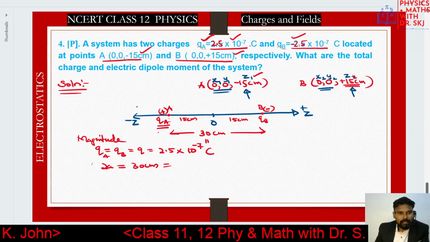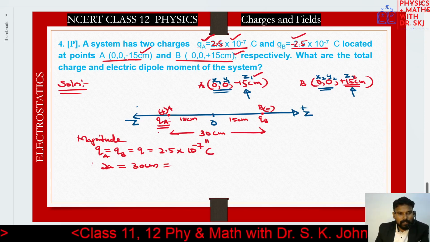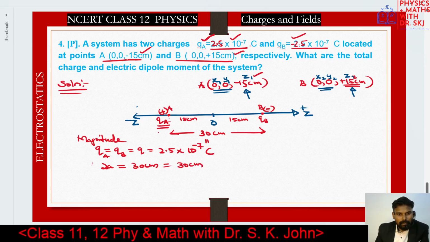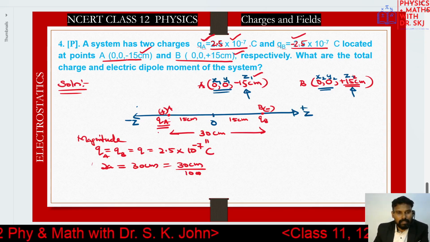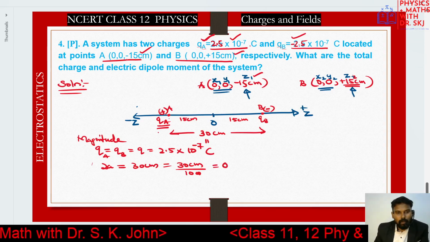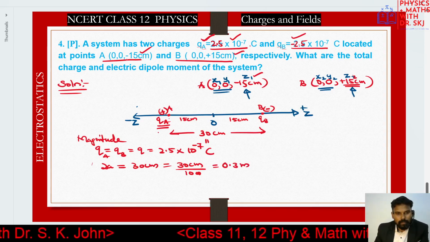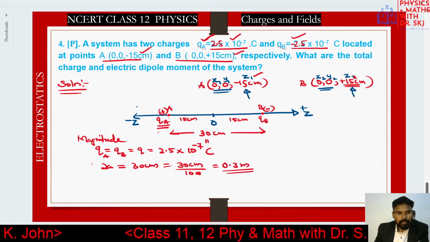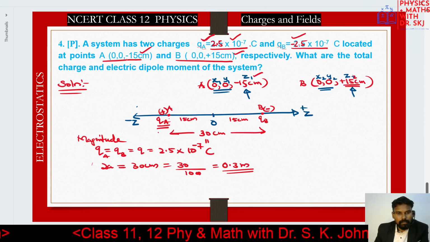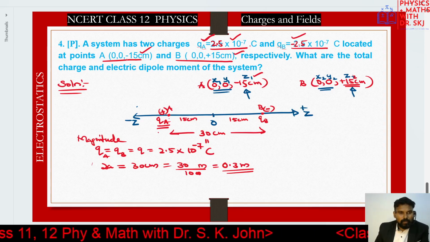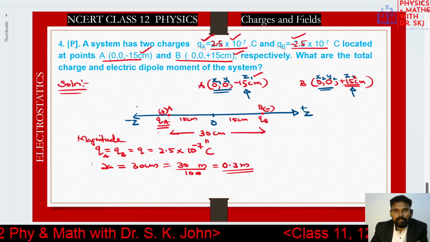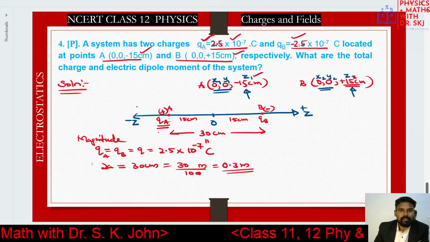So 30 centimeter, you can divide by 100, or you can multiply by 10 raised to minus 2. So you will get 0.3 meter. This is in meter when we divide it by 100. 0.3 meters. Now the question: what is the total charge?